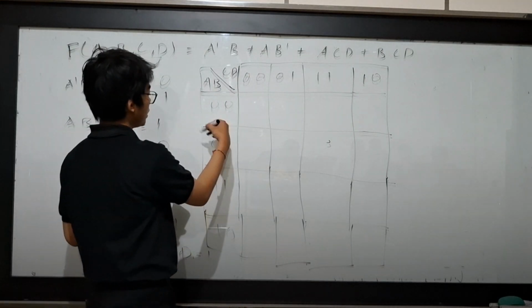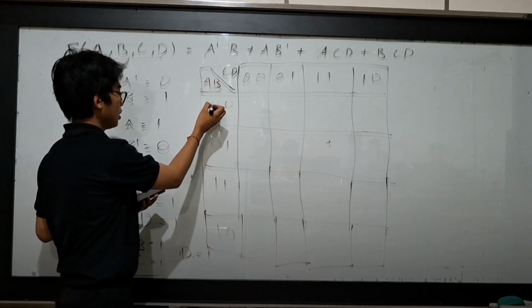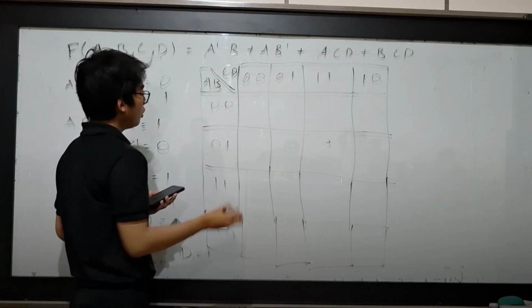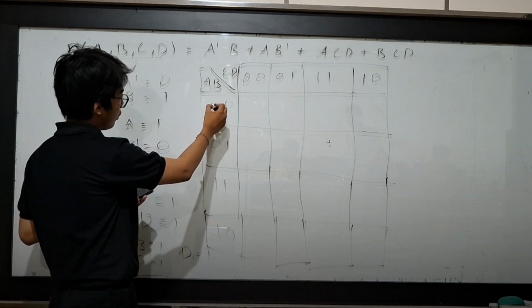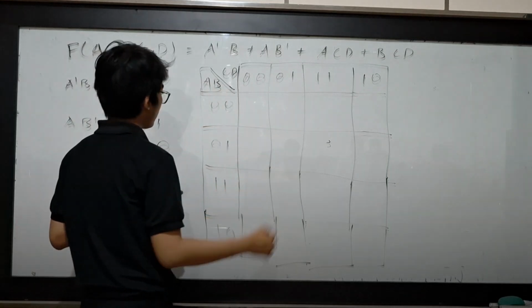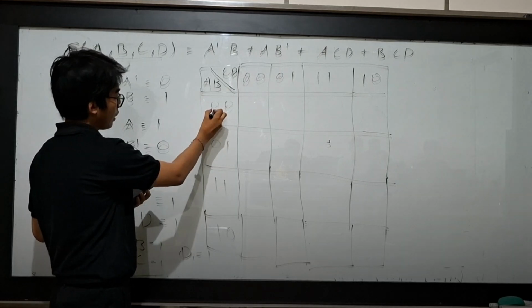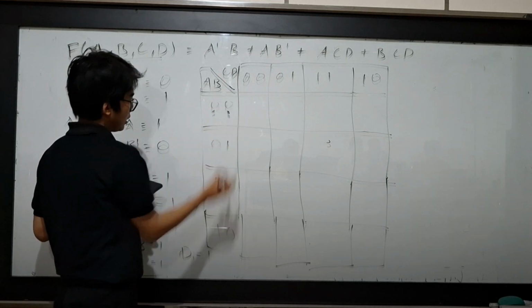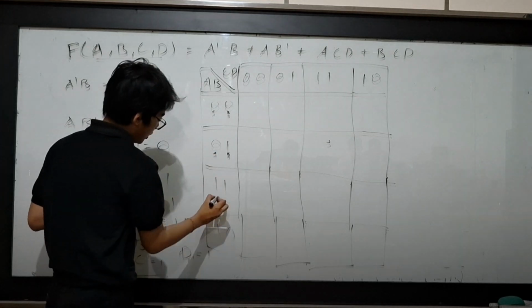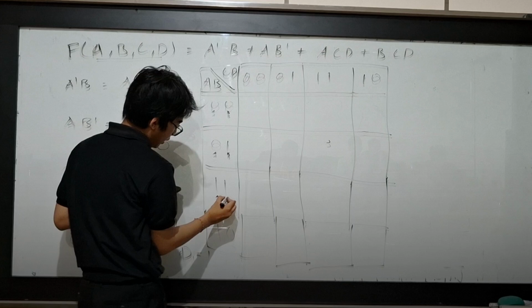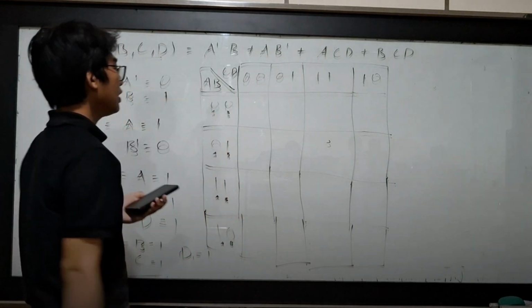For the first of this equation, we know that for the left, 0 is for A, and the right is for B. So it means 0 A and 0 B, then 0 A and 1 B, then 1 A and 1 B, and then 1 A and 0 B. And for the CD, it's also like that.